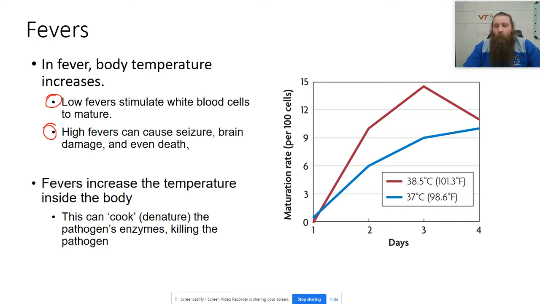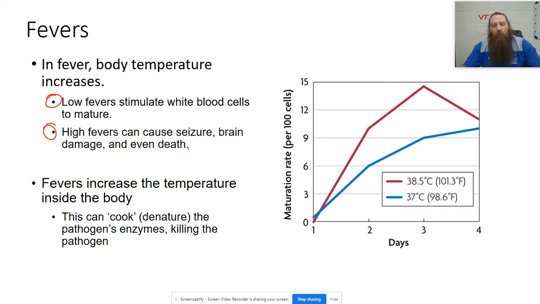If you have a high fever, that can be really dangerous. That can lead to seizures, brain damage, sometimes even death. So we want to avoid the high fever if at all possible. The other thing that a fever does is it denatures the enzymes in the pathogens. So it's kind of like a bet. Your body's saying, all right, there's more cells in our body than there are of these pathogens, so we're going to cook them out.